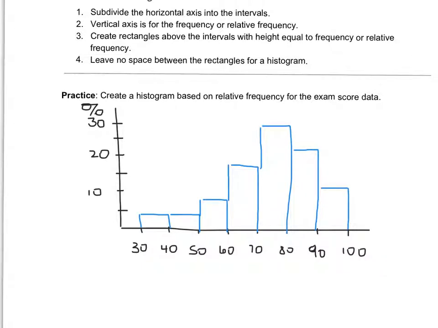All right, so notice in our histogram, all of the rectangles are right next to each other. And the histogram gives us an idea of how those exam scores are spread out between 30 and 100.